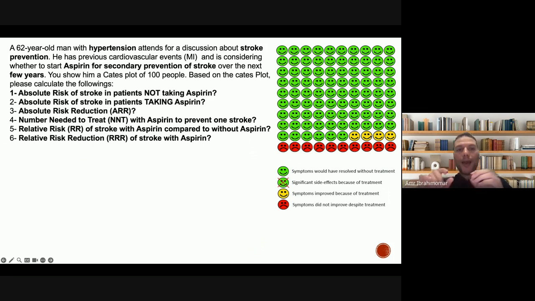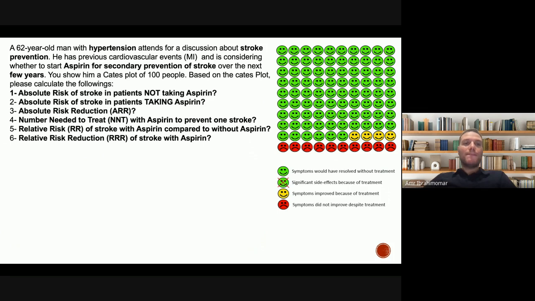Okay, I hope now it is very easy. Absolute risk. We know what that means by absolute risk. And if they didn't take aspirin, he is asking about red and yellow face. If they took aspirin or took the intervention or statin or whatever, he's asking about only the red faces, because the yellow faces will be saved. Absolute risk reduction.